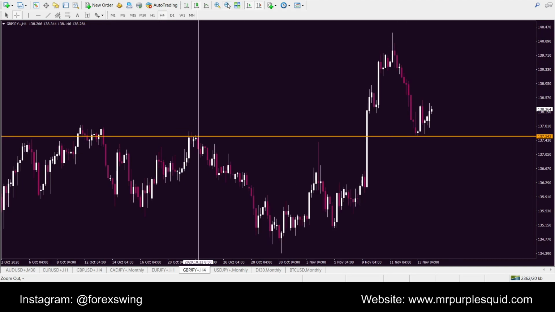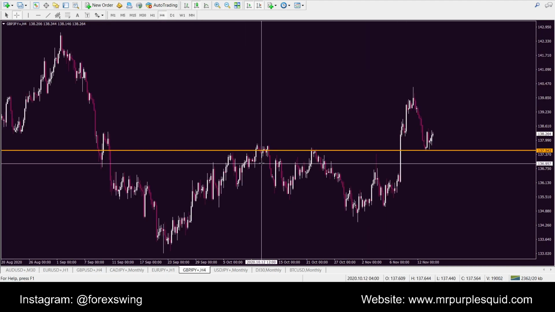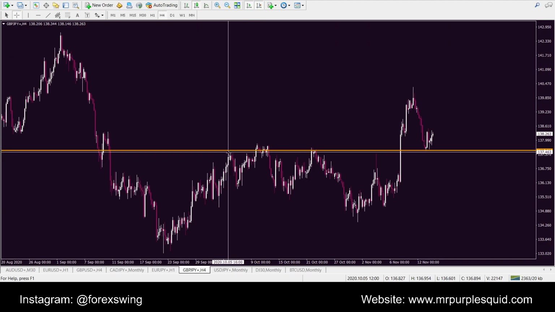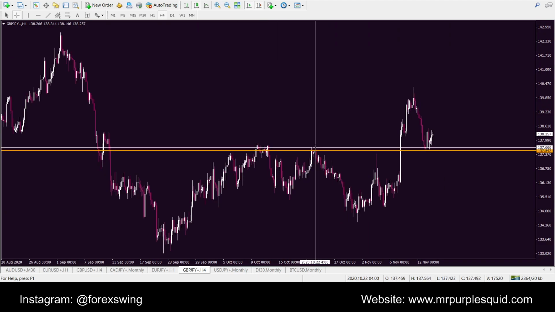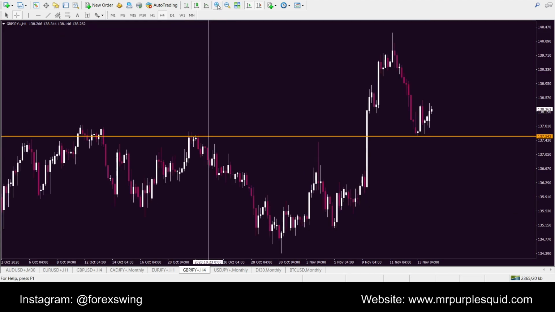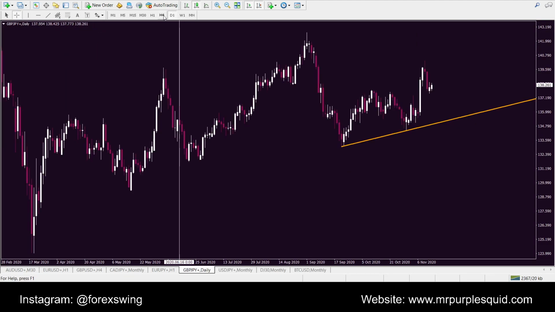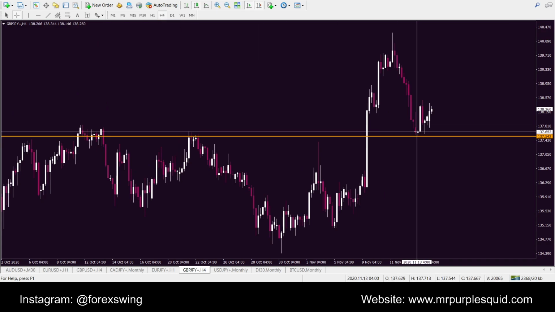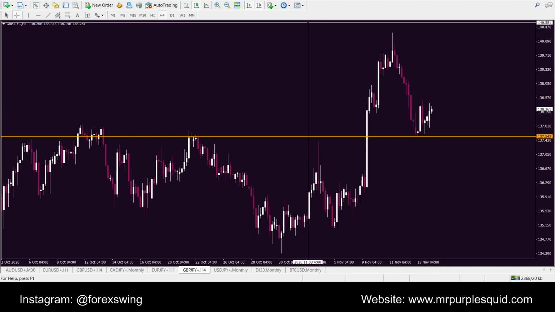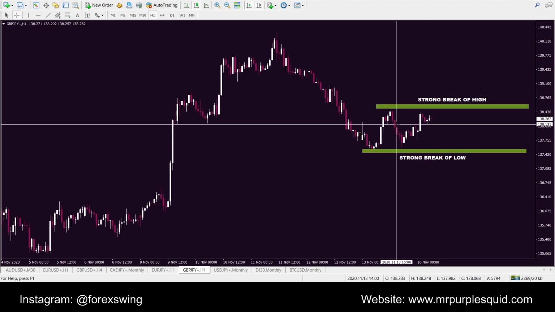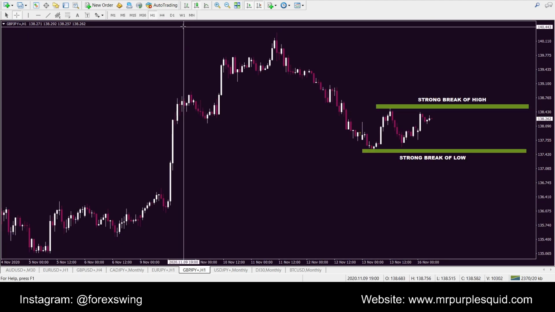H4 again. So we have resistance, resistance, resistance, resistance, resistance, and now support. So let's see. If I get a break below this point, where is it? Yeah, if I get a break below this point, yeah, I want to be in it.